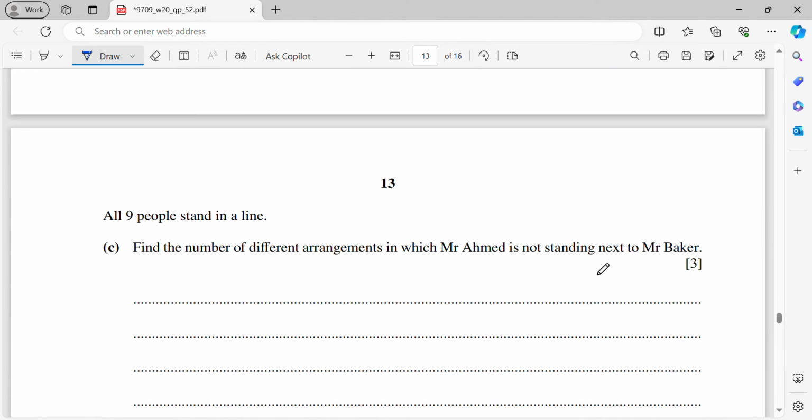Okay, now next part. All 9 people stand in a line. Part C. Find the number of different arrangements in which Mr. Ahmed is not standing next to Mr. Barker. Okay, so now let's say Mr. Ahmed and Mr. Barker are not standing next to each other.